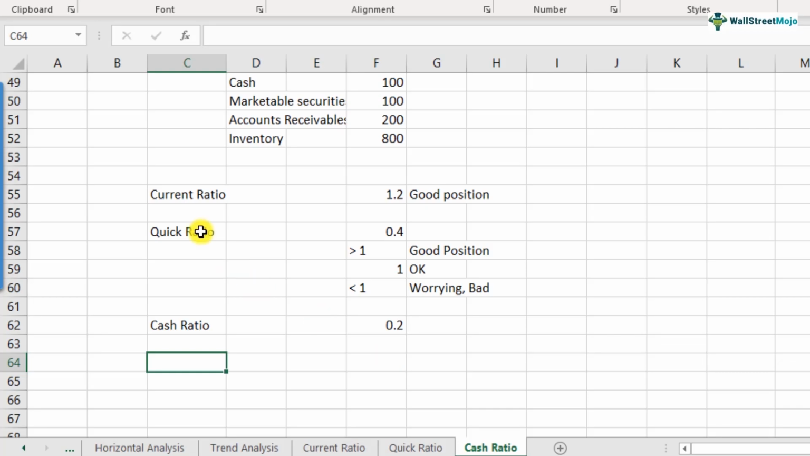Now, when we were discussing the current ratio and quick ratio in our previous videos, we understood that greater than 1 was a good position to be in and less than 1 was a slightly concerning situation. But with a cash ratio of 0.2, should we say that it's a bad situation to be in? I think there is something more to be looked at.